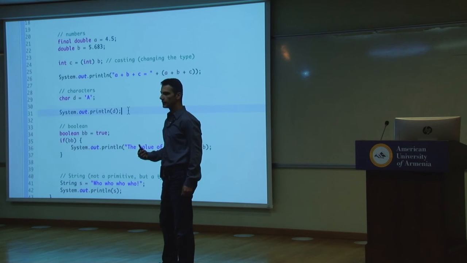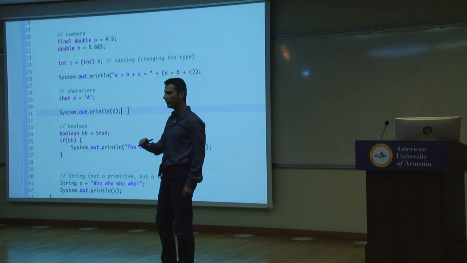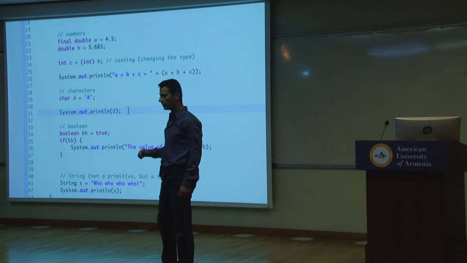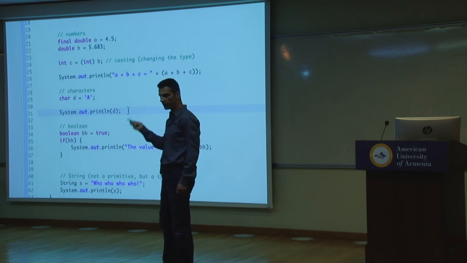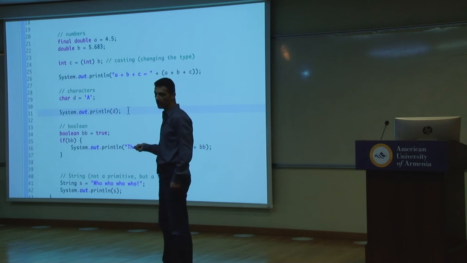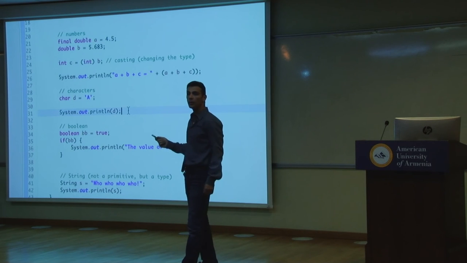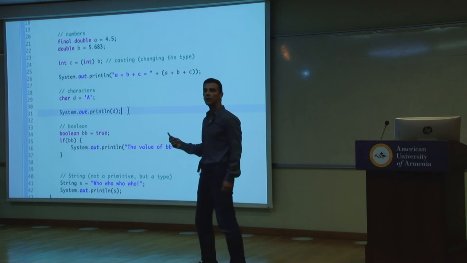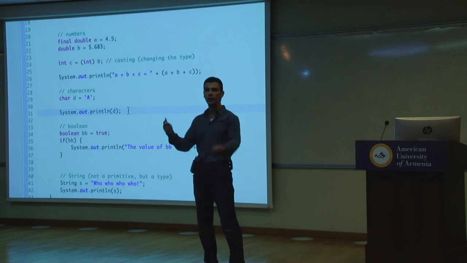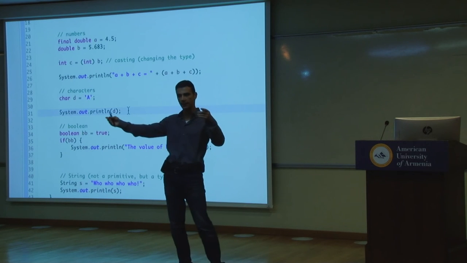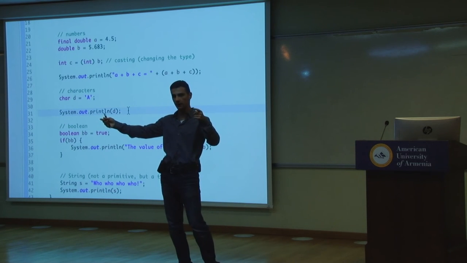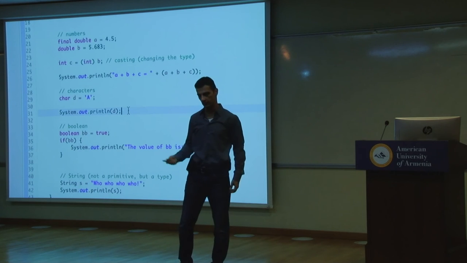I think so. That's a good question. To get the numeric value of that character, we should try it. But I don't know off the top of my head. I've never tried. But yeah, try it, and then come back and tell me. How is it different from a string? A string is a whole bunch of things combined together. This is just one. It has to be just one.